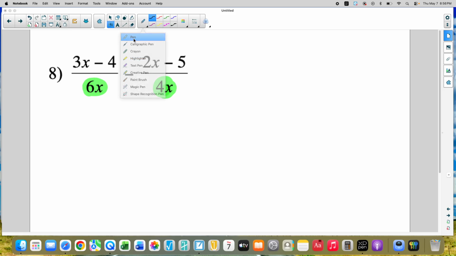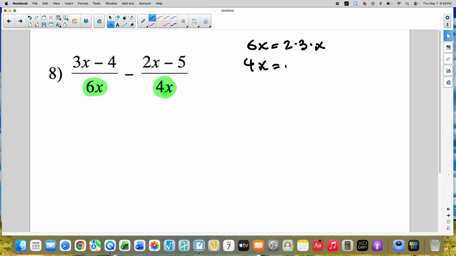We find a common denominator by doing the prime factorization, which is 2 times 3 times x. You can't write 6 times x. 6 is not prime. We want to break it down into its prime factors. And now LCM, what do they have in common? They have a 2 in common. They have an x in common.